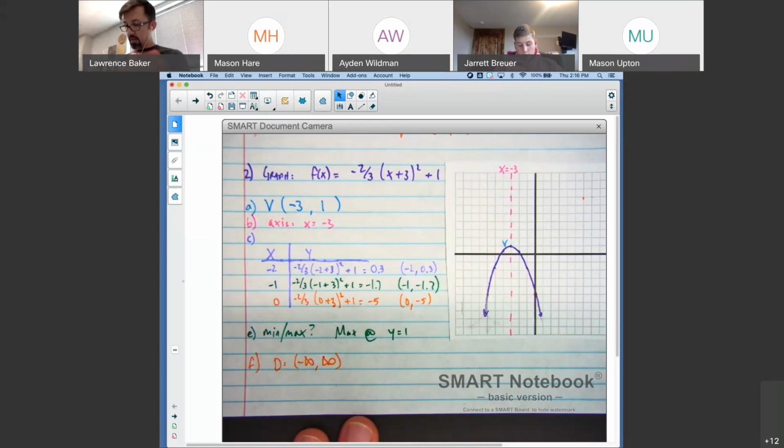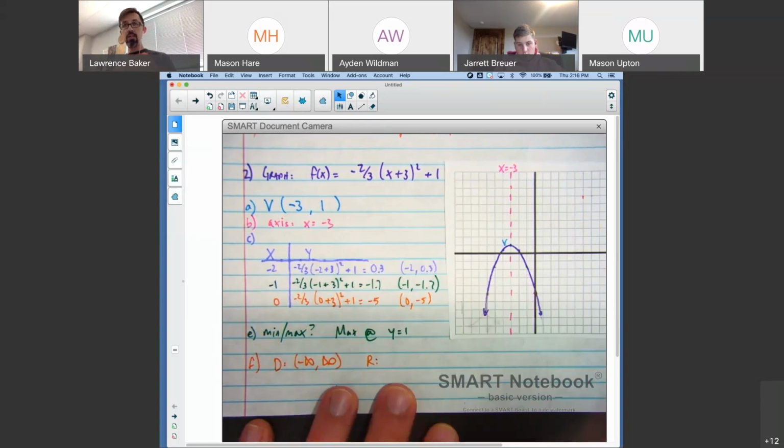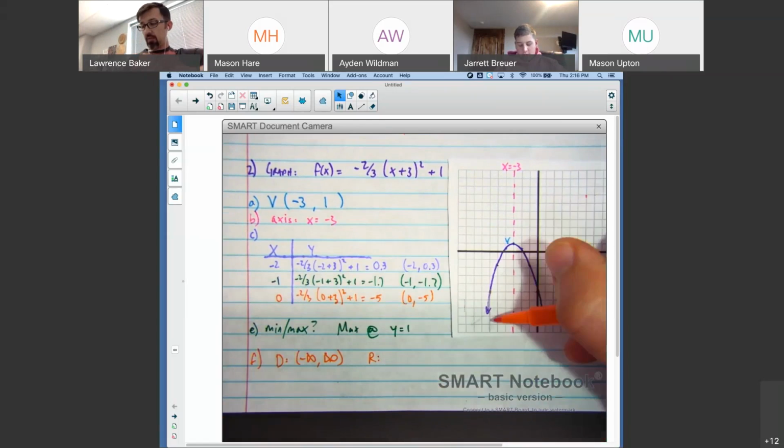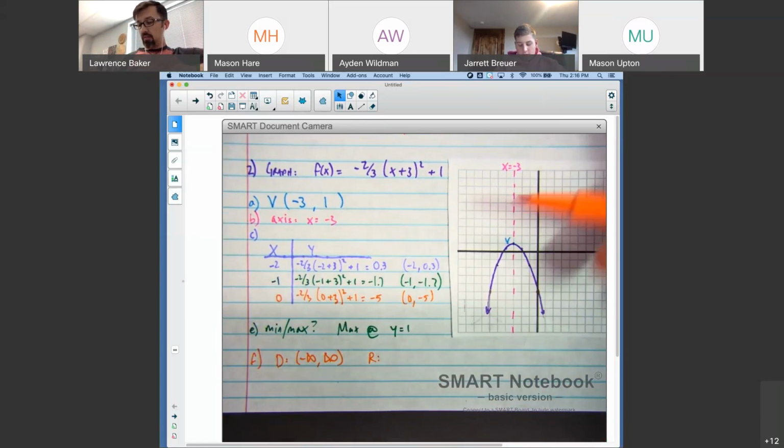And then our range, you have to stop and think a little bit more. When we go to look for the range, where's the first place on the graph we look? Where do we start looking when we talk about the range? The vertex? No, not the vertex. There you go, Kylo. Bottom up. So we start on the bottom of the graph. We go to the top of the graph. Remember what domain is? This is left to right.